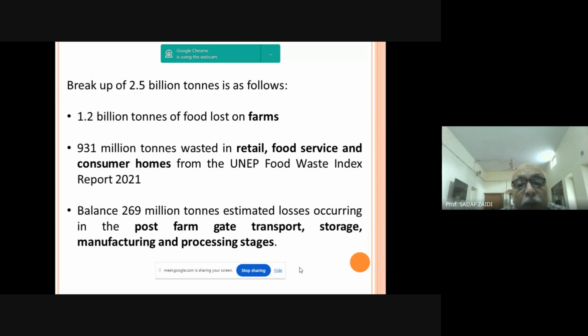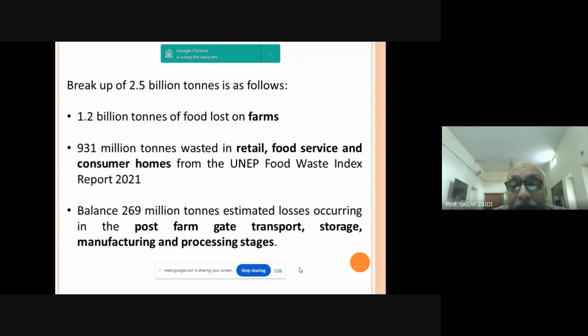Okay, so because our lecture today is on food waste, we will be discussing food waste, which is 931 million tons of food waste. Now, where is this 931 million tons being wasted?